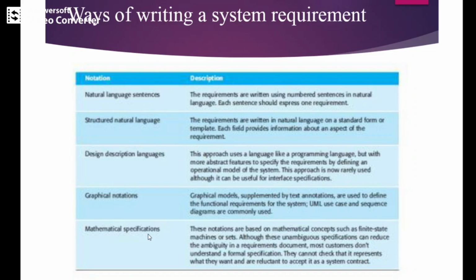Next, mathematical specifications. These are notations based on mathematical concepts such as finite state machines or sets. Although these unambiguous specifications can reduce ambiguity in a requirements document, most customers don't understand a formal specification. So they cannot check that it represents what they want and are reluctant to accept it as a system contract. This is another way of writing a system requirement, but it is not understood by all people, like if you want to represent finite state diagrams.